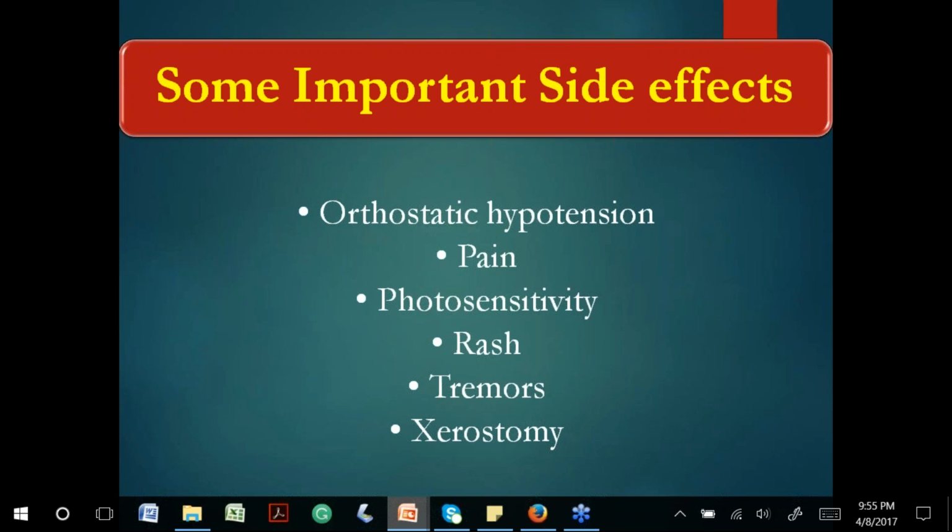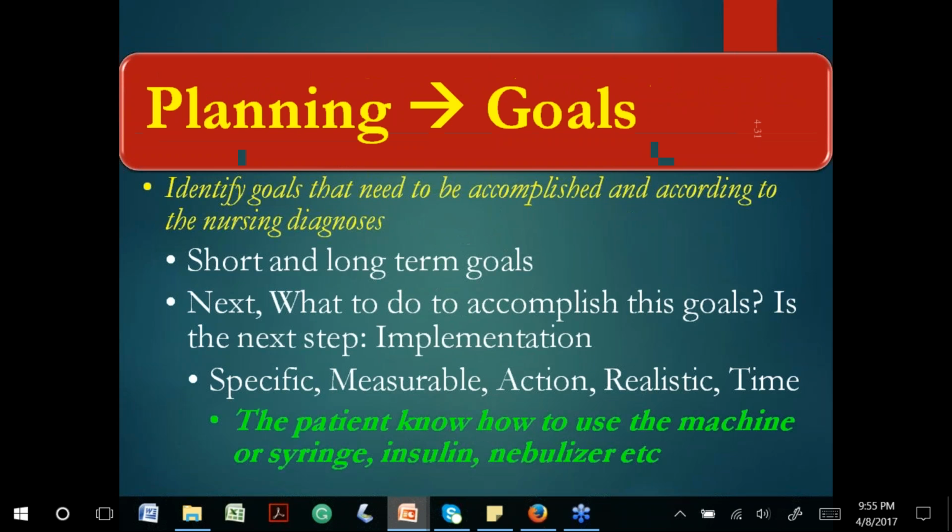is knowledge deficit. Number two, compliance. So you need to assess everything. Then implementation. Third, the side effects. In the side effects, you're not going to put side effects. You don't put that. You are going to put an already translated nursing diagnosis. Okay? All right. Planning and goals, you need to plan to make the goals.